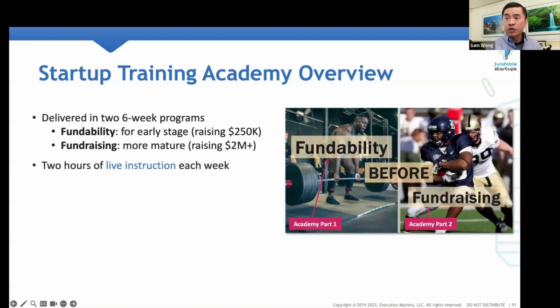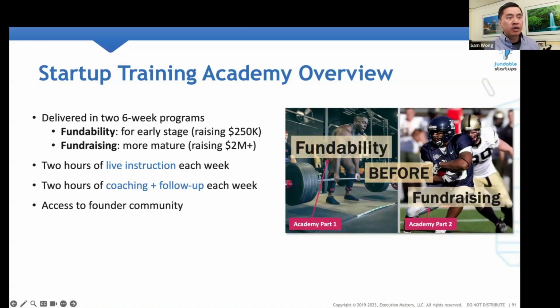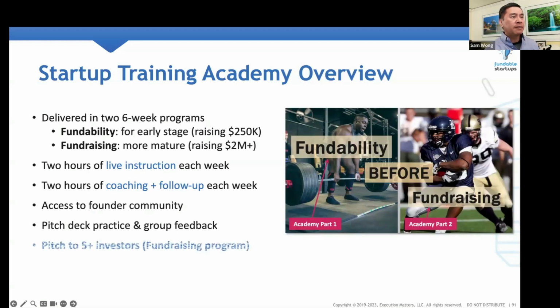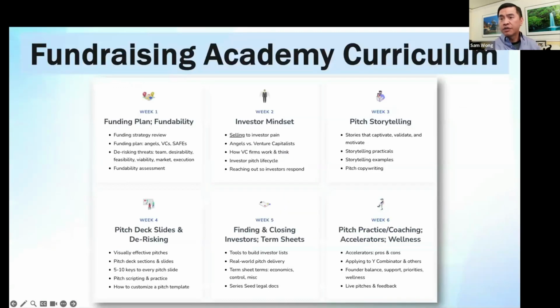Each week covers 2 hours of live instruction with about 2 hours of coaching and follow-up. We help founders get access to a community that we have on our website. Both programs offer pitch deck feedback and group feedback. The fundraising program, weeks 7 through 12, also allows you to pitch to about 5 investors in a real pitch demo day environment.